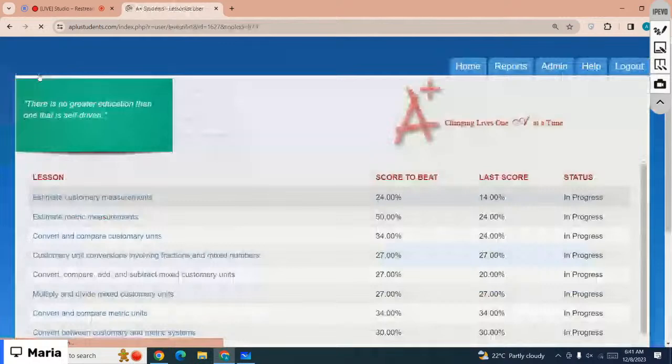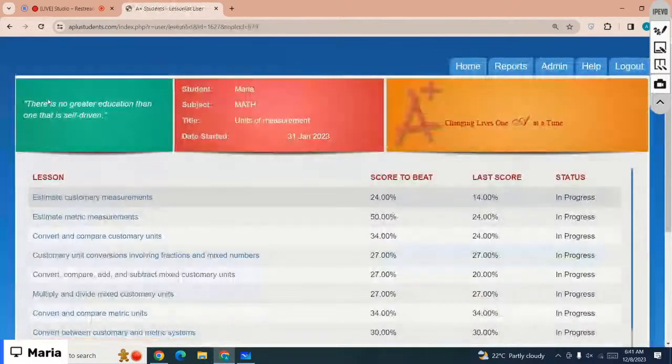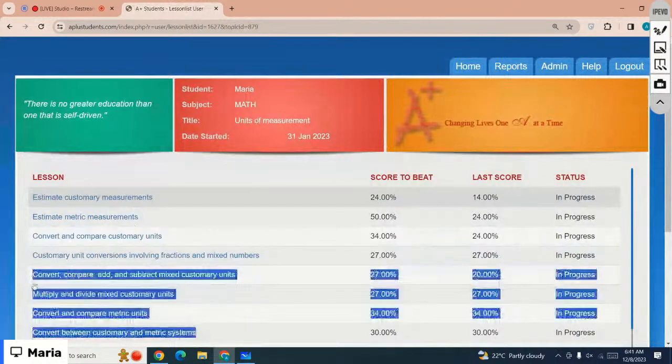So we are working on 6 maths. Lessons we have covered today are add, word, compare, and add and subtract mixed customary units, multiply and divide mixed customary units, convert and compare metric units, convert between customary and metric systems, right? So please make sure before the next session you complete all the practice questions for the lessons we did today. That is your homework until the next session, right?